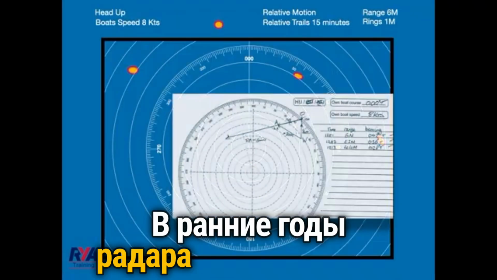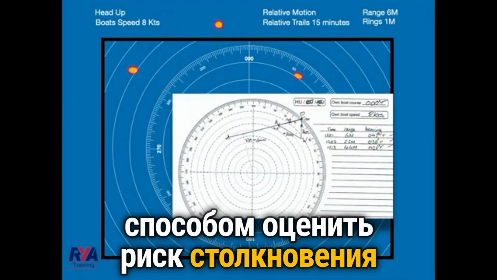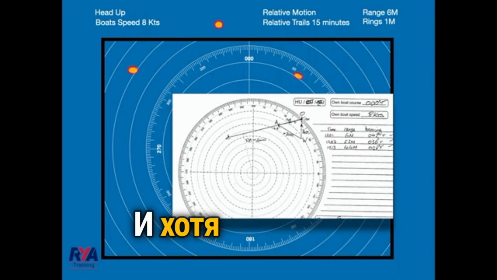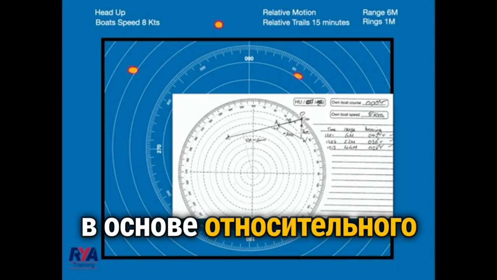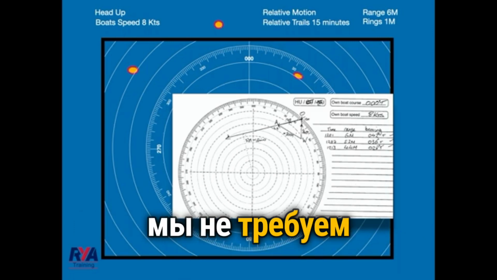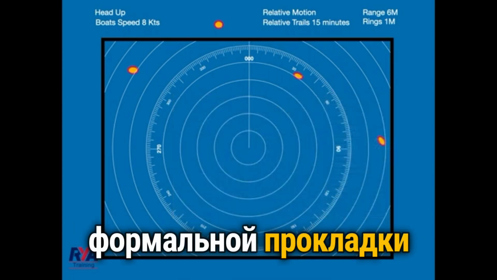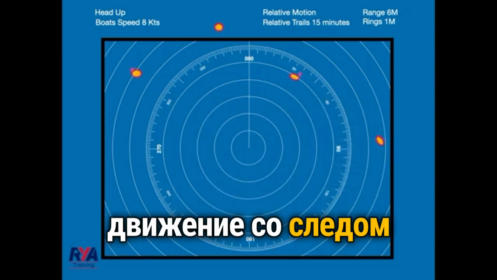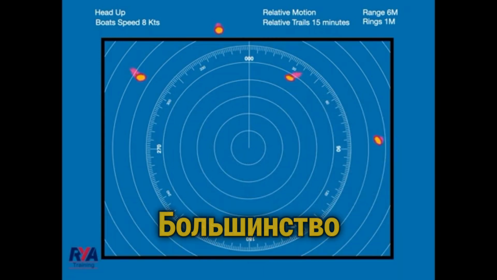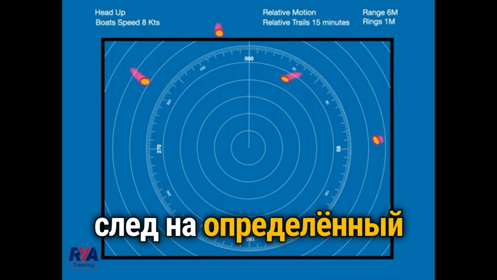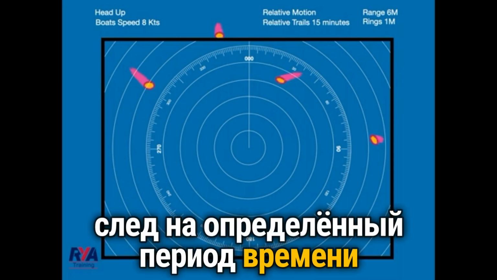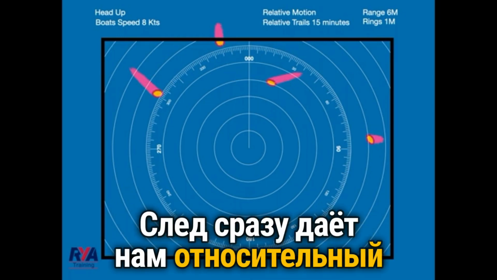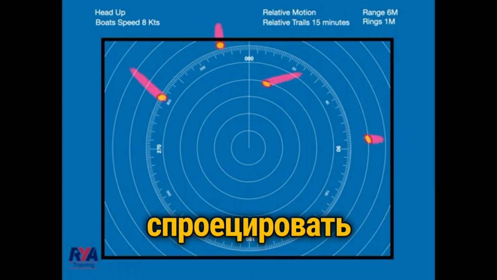In the early days of radar, the only way to work out risk of collision or a vessel's heading or aspect was to use plotting sheets. And whilst the principles around plotting are the basis of relative motion, we are not expecting candidates to do formal plotting. All radars will be able to display relative motion with a trail of historical motion across the display. Most will allow you to set the trail to represent movement over a set period of time, 15 minutes in this example.